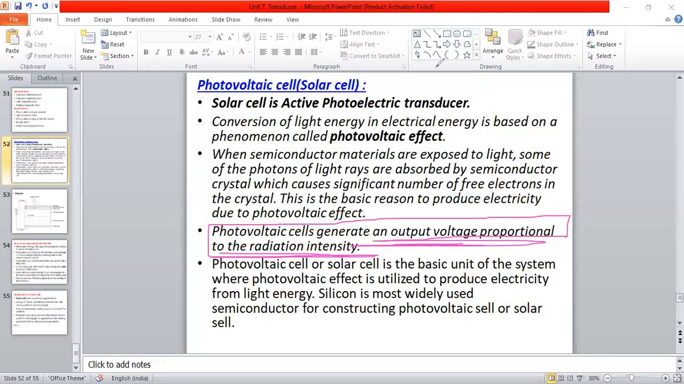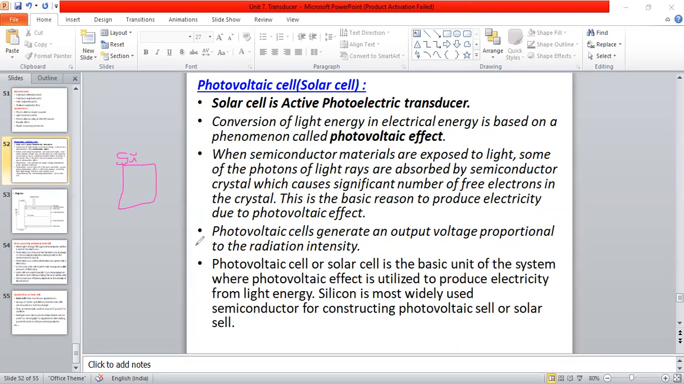So we'll take in the applications. A photovoltaic cell or solar cell is the basic unit of a system where the photovoltaic effect is utilized to produce electricity from light energy. The major material we are going to use for this photovoltaic material is semiconductors. What semiconductor materials are we using here? Silicon and germanium, but mostly silicon is the most widely used.